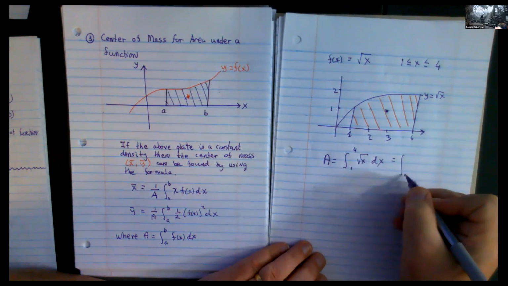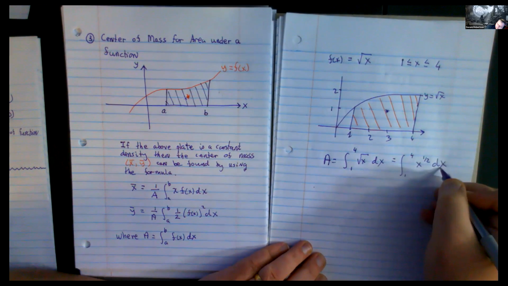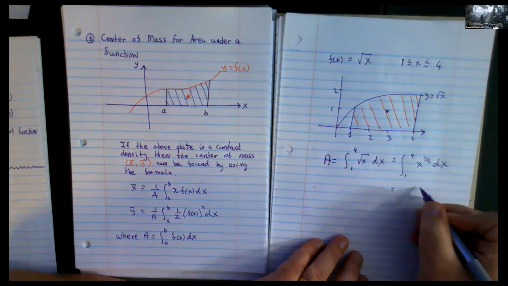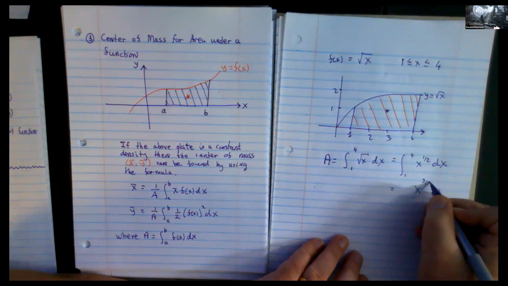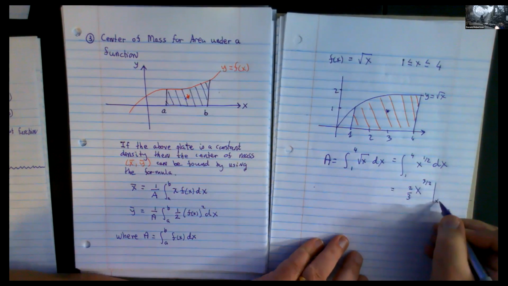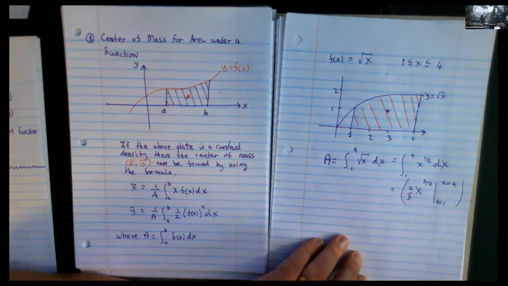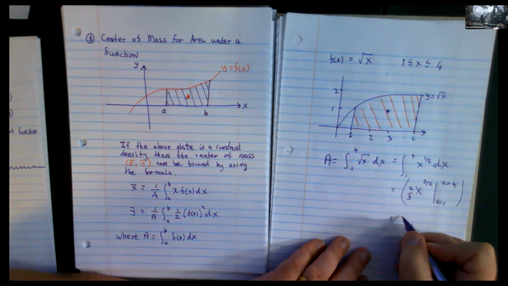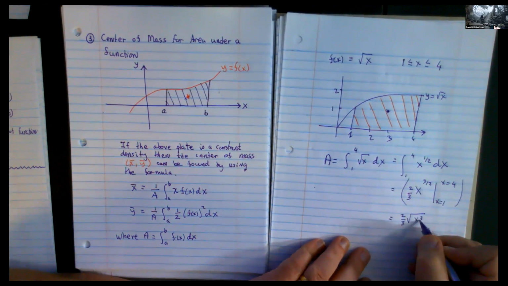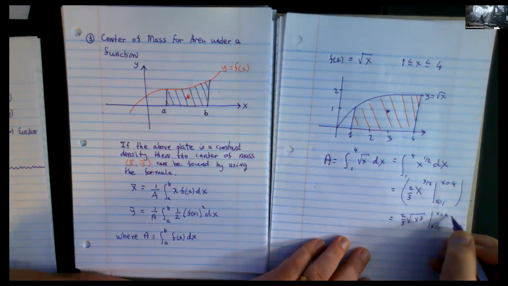Well, we've done enough questions with square roots to realise that you use the power rule and you're going to have to convert it to x to the half. So that's add 1 to the power and divide by the new power, evaluated at x equals 1 to x equals 4. And so that's going to get me 2/3 the square root of x cubed, evaluated at 1 and at 4.